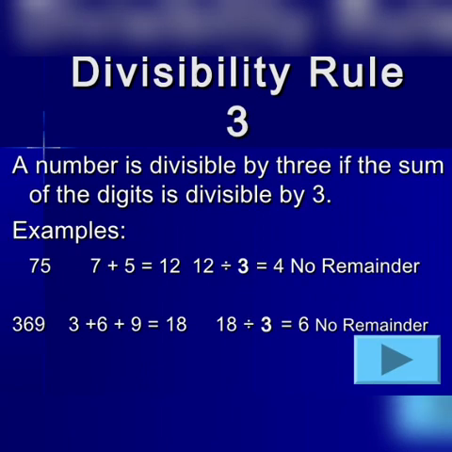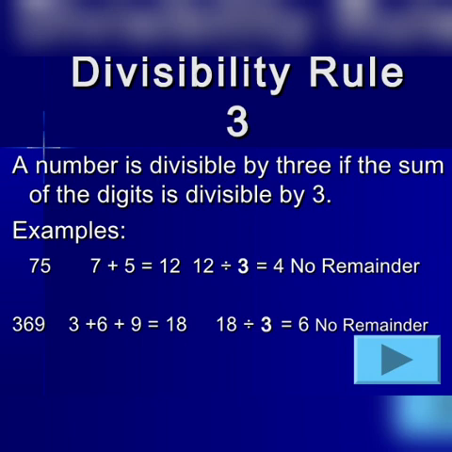Next is the divisibility rule for the number 3. A number is divisible by 3 if the sum of its digits is divisible by 3. So here we have to do the sum of the digits. Example is 75. If you add 7 and 5, we get 12. 12 is divisible by 3. If we divide 12 by 3, we get quotient 4 and remainder 0. So 12 is divisible by 3. Obviously, 75 is also divisible by 3. If the sum of the digits is divisible by 3, the number is also divisible by 3.